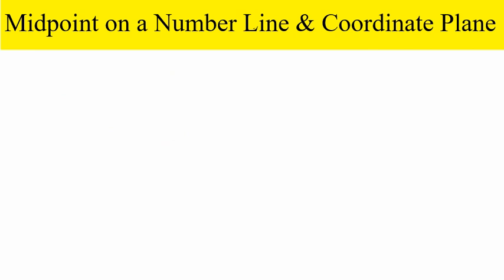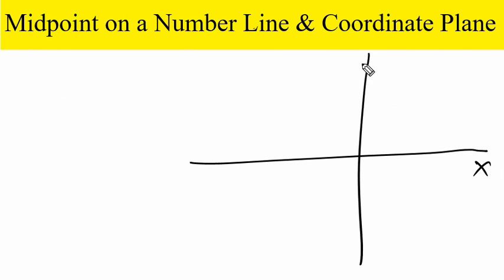Now, if you have a coordinate plane, I will draw a rough drawing. This is your x-axis and this is your y-axis. Let's say you have a line segment here, A, B, and somewhere C here. Let me redraw it. B, somewhere here, okay?